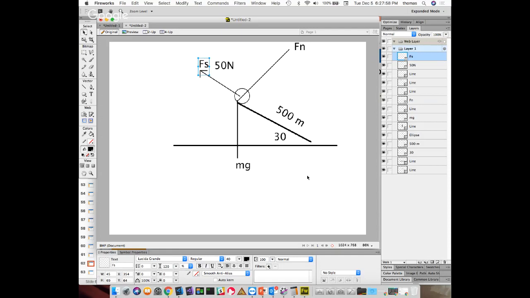Okay, so now it's asking you how fast is it going by the time it gets to the bottom. How do we figure this one out? Anyone have any idea what approach they would take? There's many ways you can do this problem.